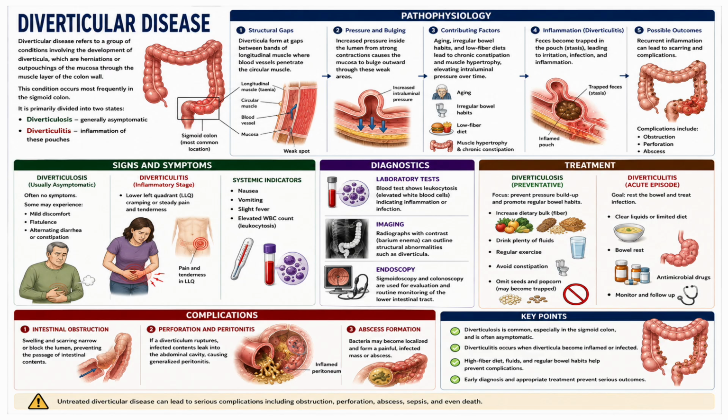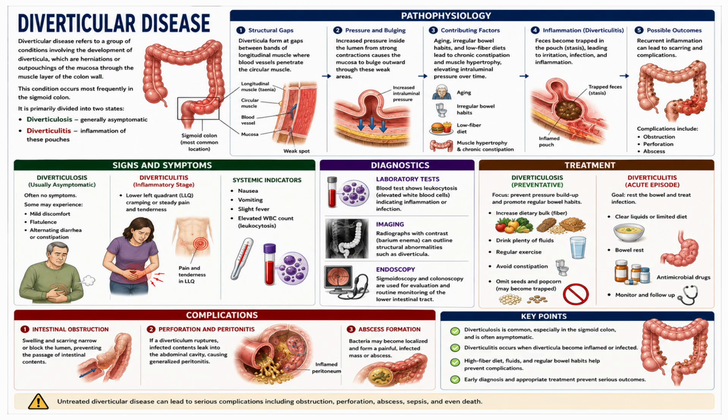Clinically, even though diverticulosis often remains silent, diverticulitis is marked by lower left quadrant cramping, tenderness, nausea, and fever due to the inflammation and pressure. Diagnostics will include lab testing to show leukocytosis, imaging such as radiographs with contrast, barium enemas, sigmoidoscopy, because that's where it's commonly found, or colonoscopy to visualize any structural abnormalities.